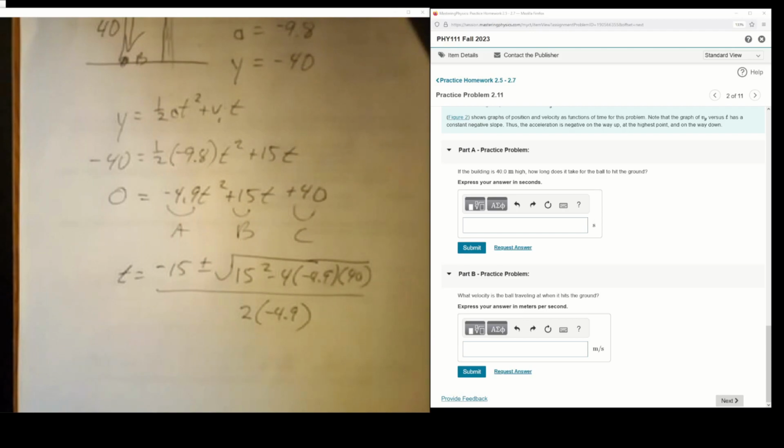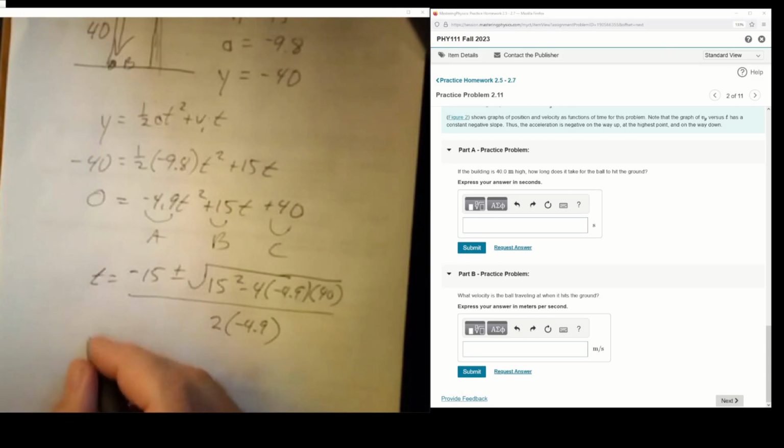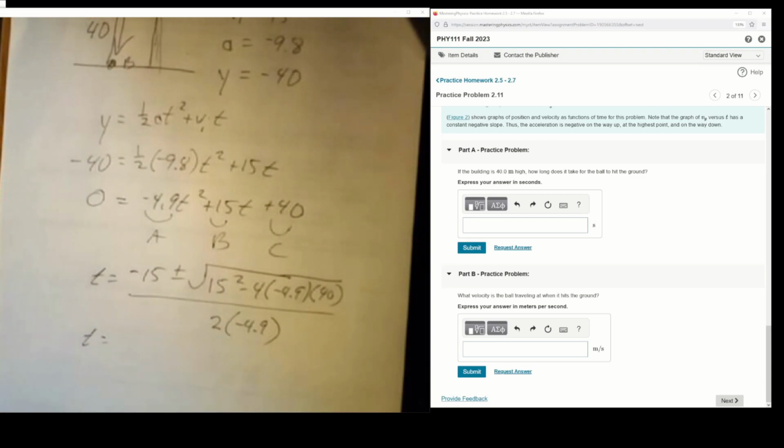All right, so remember the quadratic formula gives us two solutions. We reject the one that is negative time and take the one that is positive time, since we want what happens forward in time, not what happened backward in time. So there we go, 4.78.